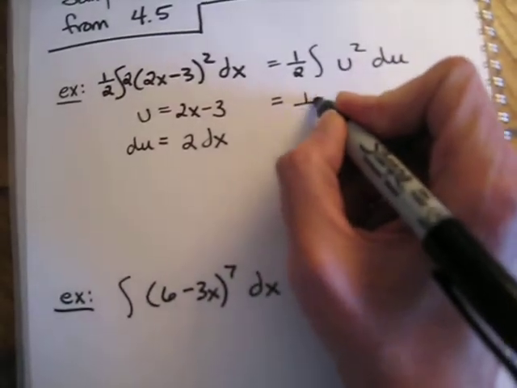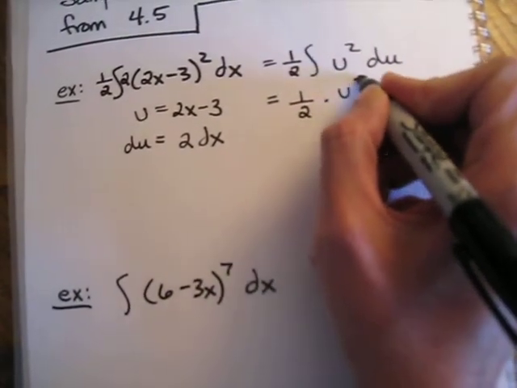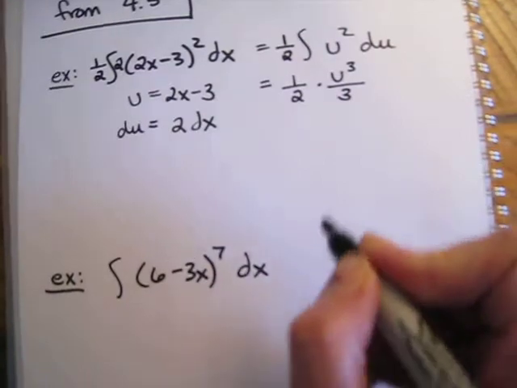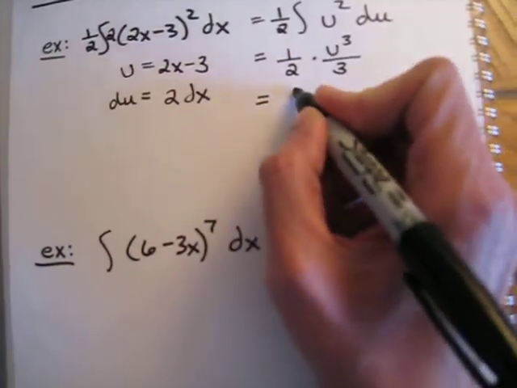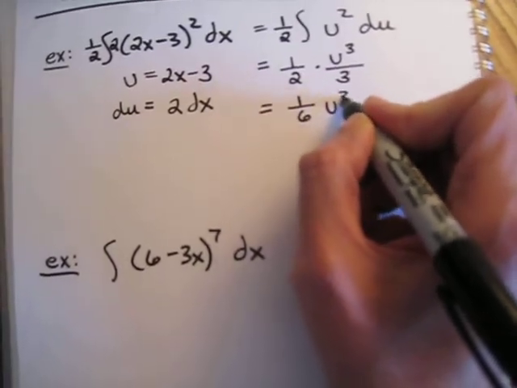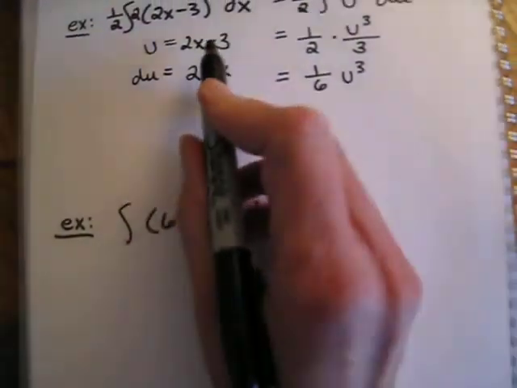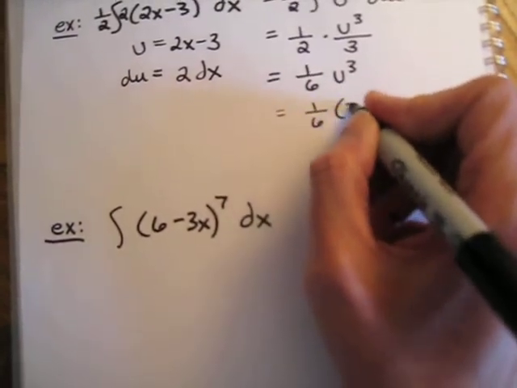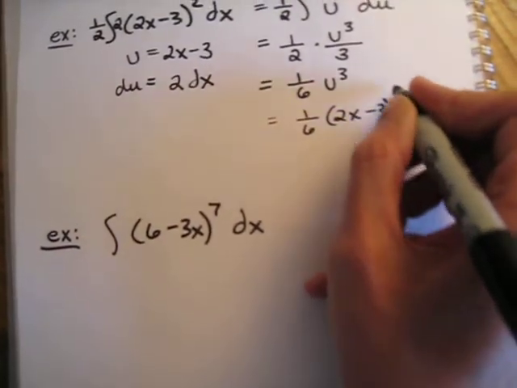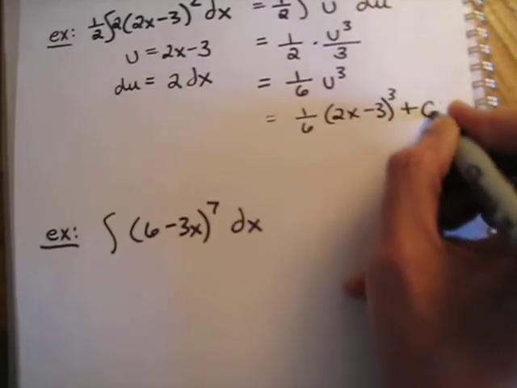So you have 1/2, and then you've got u cubed divided by 3. And then you go ahead and multiply the 1/2 and the 1/3 to get 1/6 u cubed. Finally, you put the 2x minus 3 back in. So you have 1/6 (2x minus 3) cubed plus c.